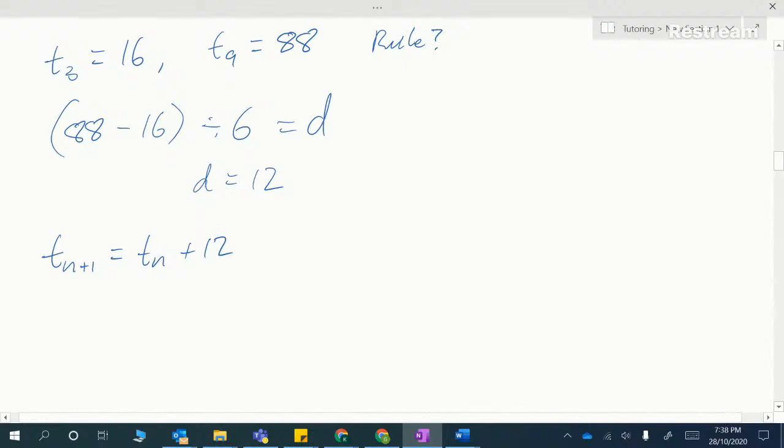and then you'd have to work backwards to figure out what your term one is. Which is negative 8. You could do it like that.